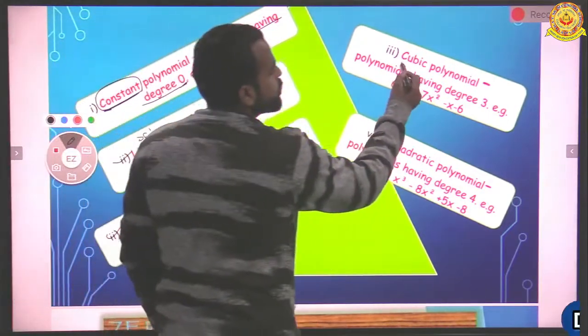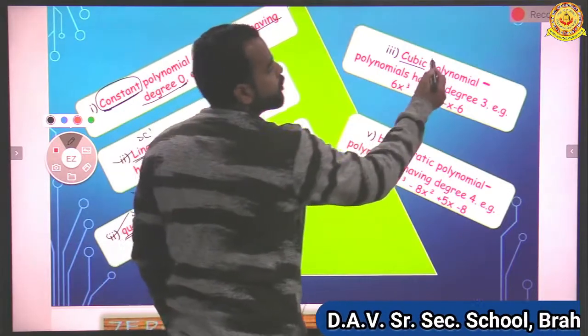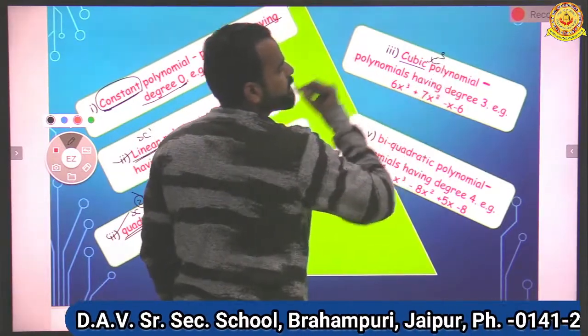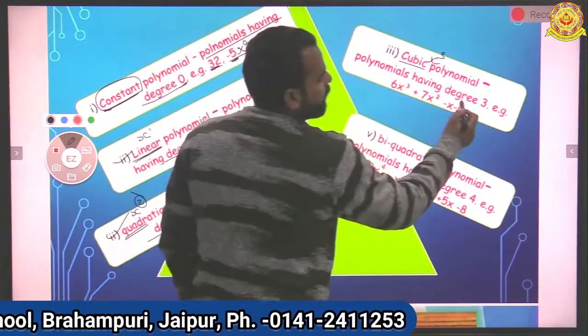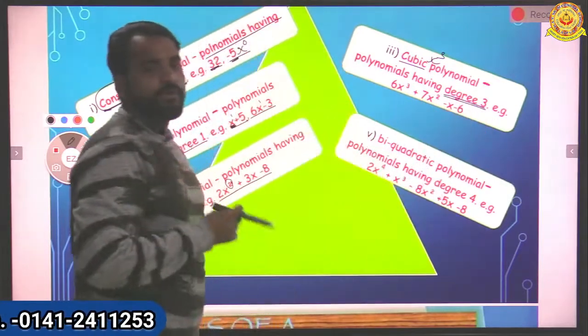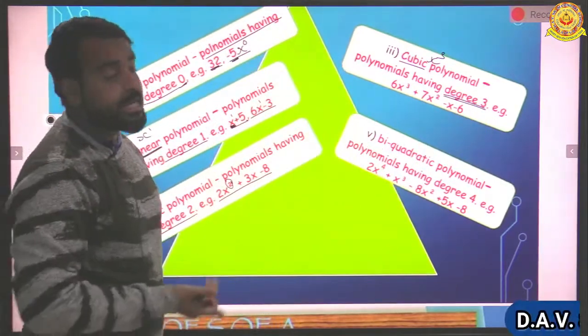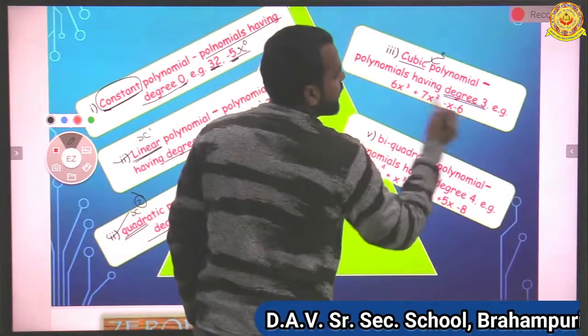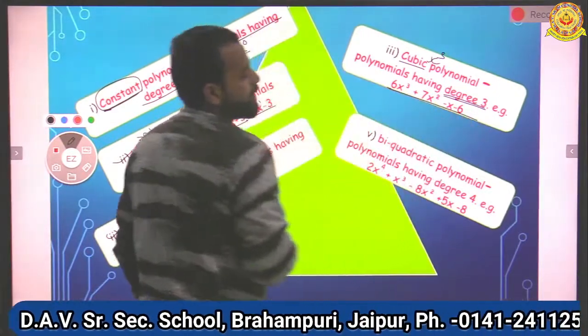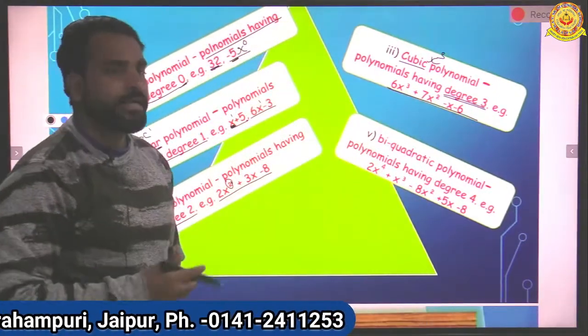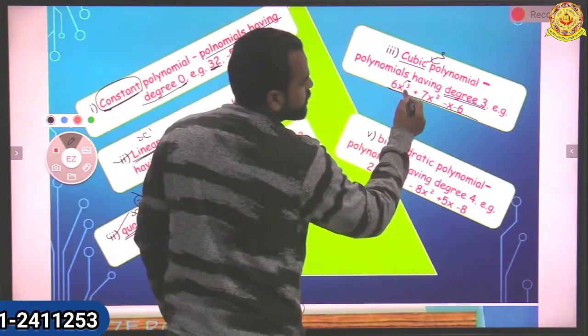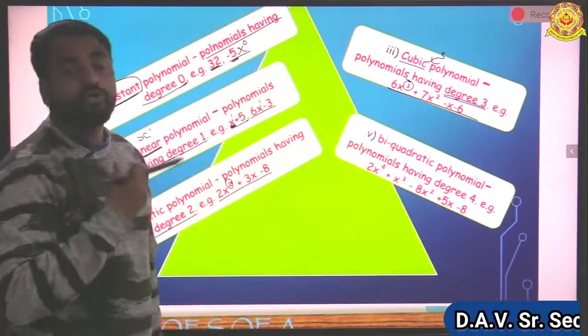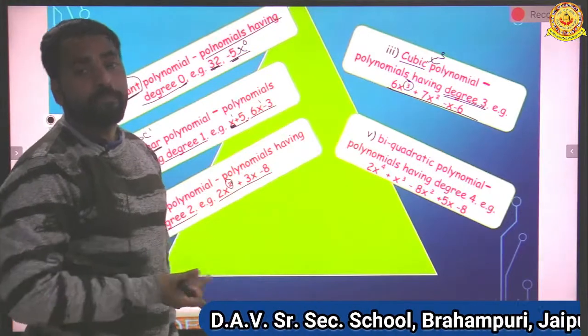Now the third is cubic. We all know that cubic is when the maximum power is 3. A polynomial having degree 3. For example, 6x cube plus 7x square minus x minus 6. The maximum power is 3 here. That's why it is a cubic equation, or we can call it a cubic polynomial.